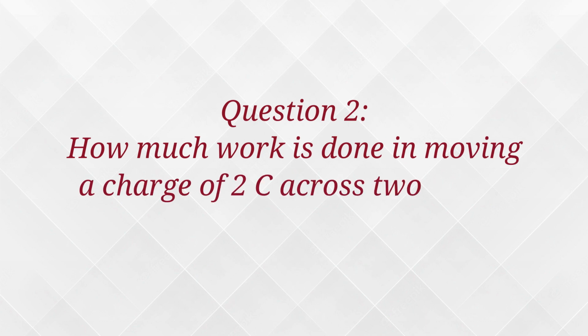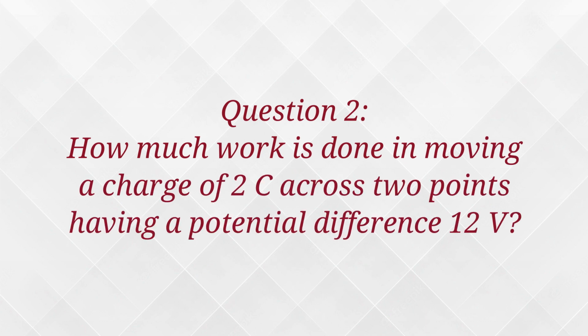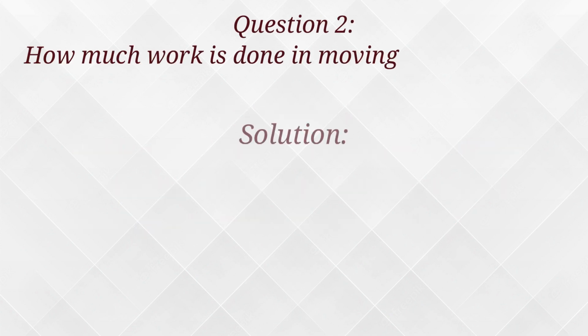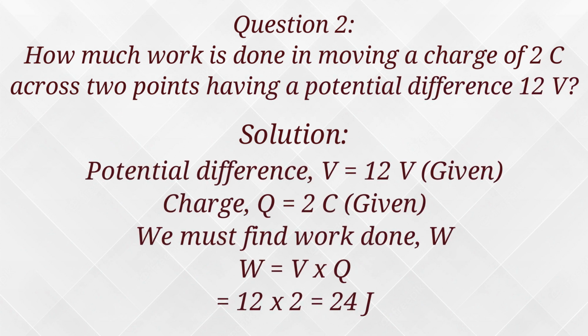Let us solve a problem now. How much work is done in moving a charge of 2 coulomb across 2 points having a potential difference of 12 volt? It's very simple. It's clearly given the potential difference V is 12 volt and charge Q is 2 coulomb. So we must find the work done. So according to the formula, V is equal to W divided by Q. We get W is equal to V into Q. Substituting the values, 12 into 2 is equal to 24 joule. So that's the work done.